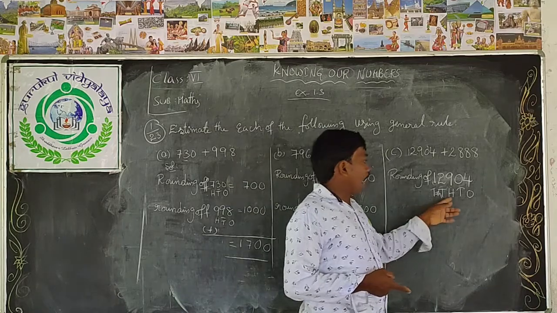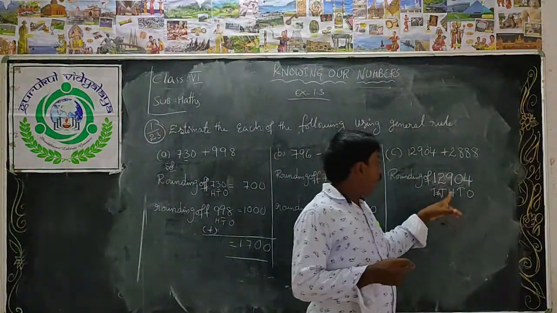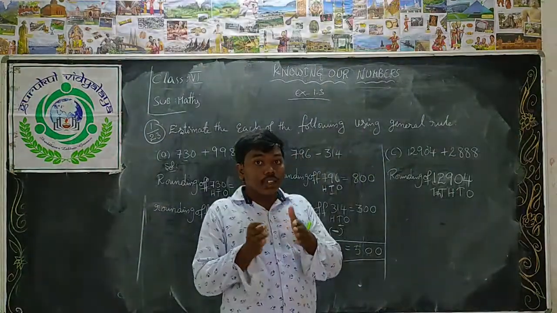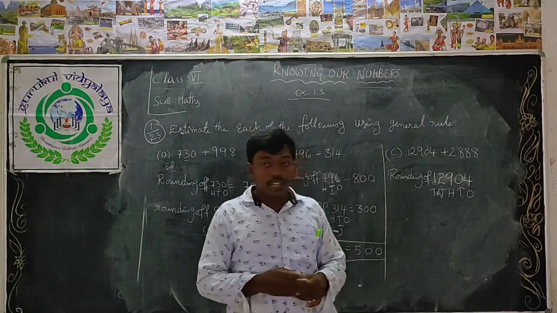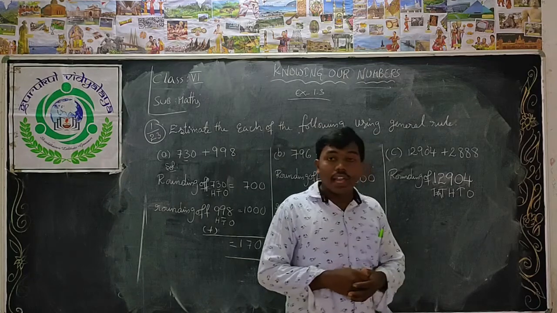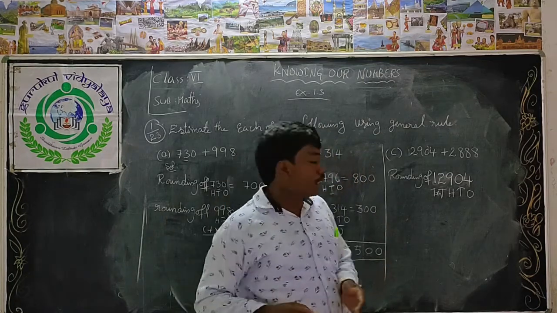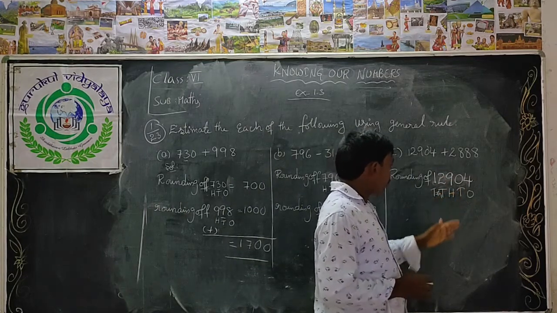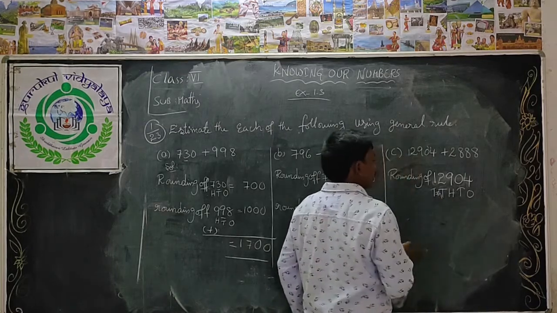Check the hundreds place value. First of all, check the hundreds place value. If the hundreds place value is less than 5, it means no need to change the 1,000 place value. If more than 5, we add 1 to the 1,000 place value. Then the remaining places, ones place, tens place, and hundreds place, these 3 places will be 0.